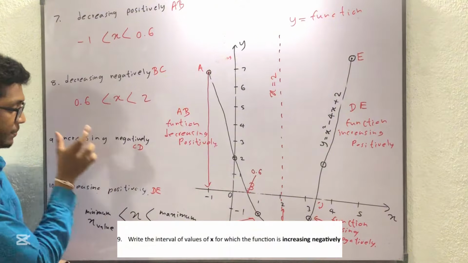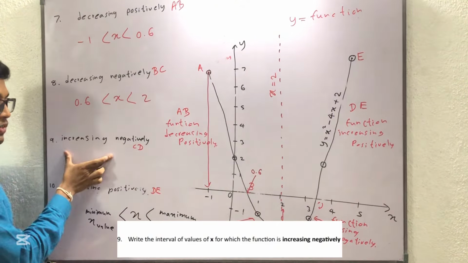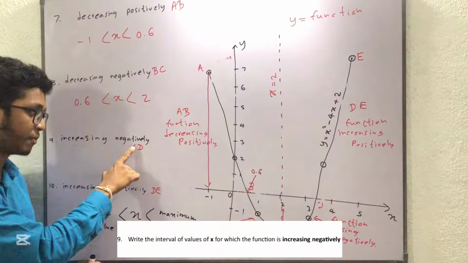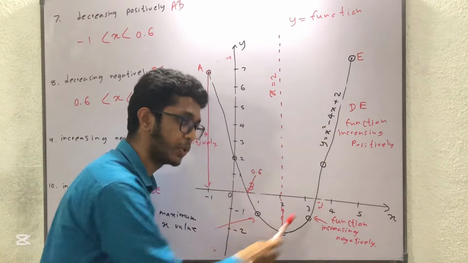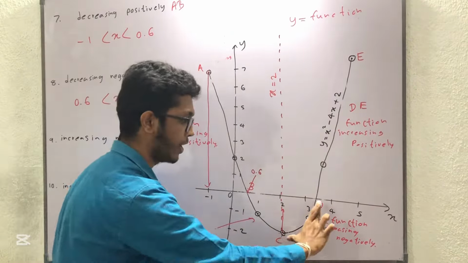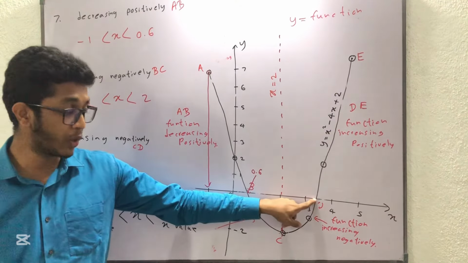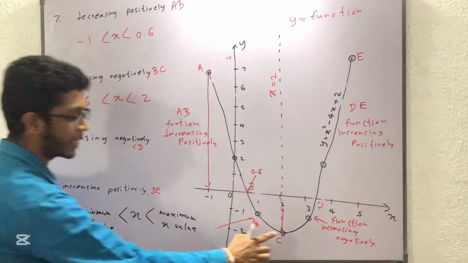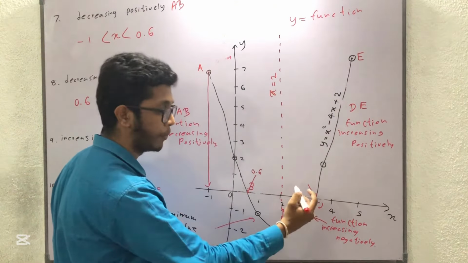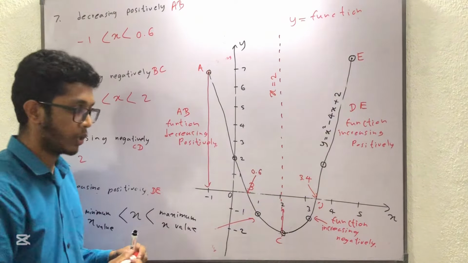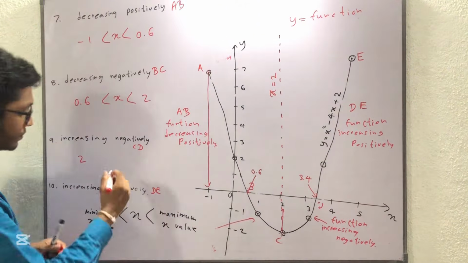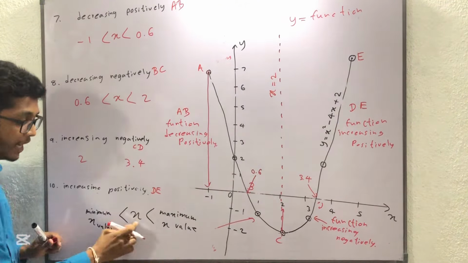Then question number 9. Write the range of values of x for which the function is increasing negatively. Increasing negatively means we identified the graph part CD: function should increase and all of them should be negative. In this CD part also, I am going to get the minimum x value and the maximum x value. Here the minimum x value is 2. And if you draw the graph at this intersecting point, you get the answer as 3.4. So that is the maximum x value in this CD part, 3.4. And in between that, we write x.